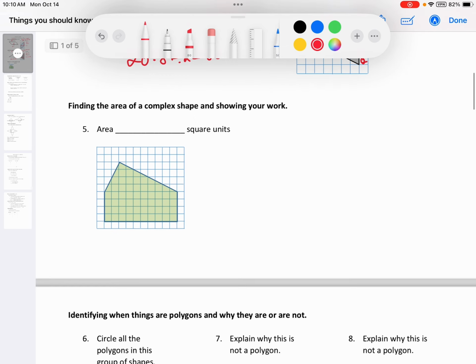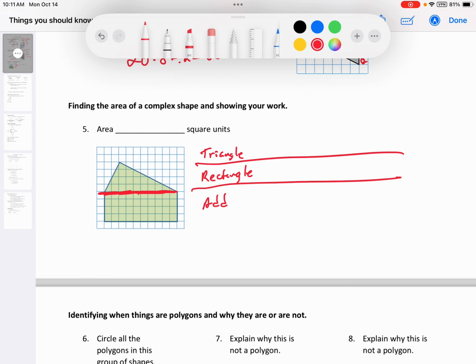Now we'll find the area of a complex shape. So I want to cut this into pieces so that I have 2 separate pieces both of which are either triangles or rectangles or parallelograms, because those are the shapes that I know how to find the area of. So I will draw a line segment this way, cutting this into a triangle and a rectangle. So I will find the area of the triangle, I will find the area of the rectangle, and then I will add those 2 together to find the area of the whole thing.